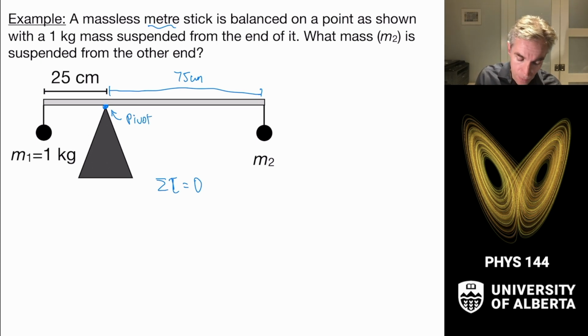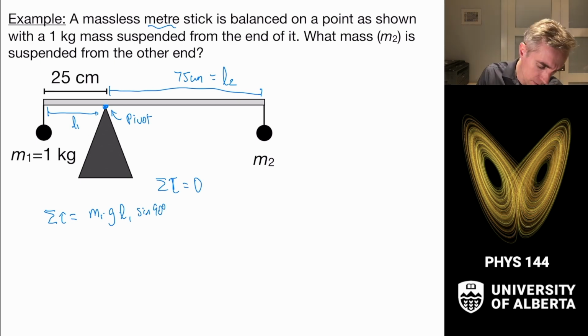If we do that, then we get 2 torques. The sum of the torques is going to be equal to m1 times g times this length here, which I'll call L1. We'll call this one L2. And so that's m1 g L1. The sine is 90 degrees. These are acting at perpendicular angles here. The moment arm comes out, then the force goes down. So those are perpendicular vectors. Sine is 90 degrees, and it's acting in the counterclockwise direction.